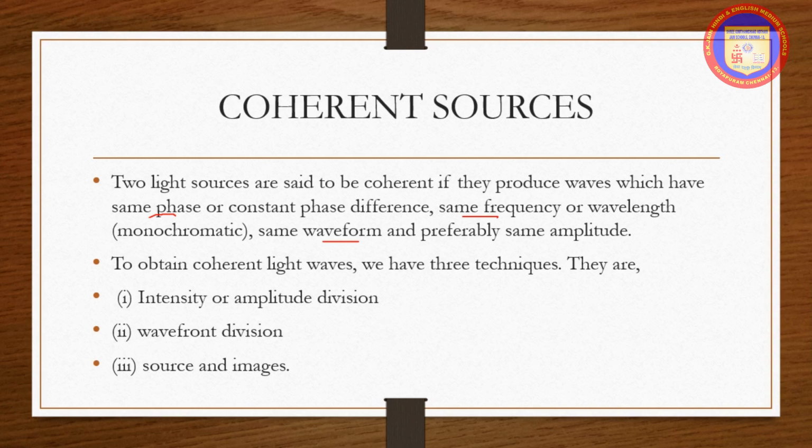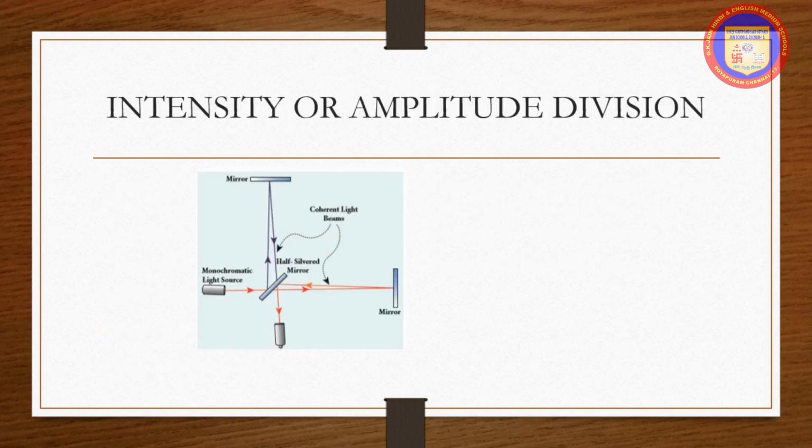To obtain coherent light waves, we have three techniques. The first one is intensity or amplitude division. Second one, wavefront division. Third one, source and images. First we'll see intensity or amplitude division.